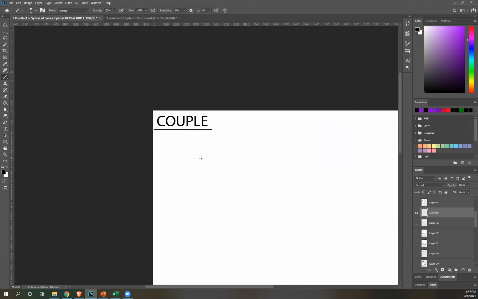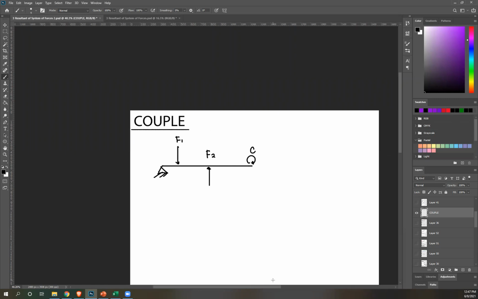So let's say we have this system, right? We have a beam, we have a support. So let's say we have forces here. This is your F1. This is F2. And we had a couple. So a couple, the symbol for a couple is either denoted by two parallel forces or it's denoted by this. So C. Okay? So according to what was stated earlier, let's draw this instead. So let's say this is our couple.